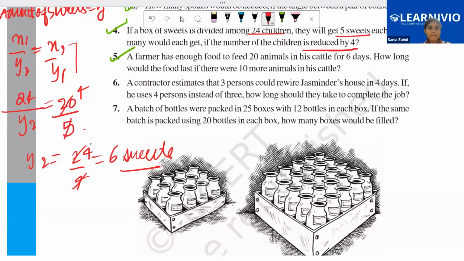Okay, ma'am. So the number of animals is considered as X, and the number of days can be considered as Y. The formula for inverse proportion is X1 by Y2 equals X2 by Y1. X1 is 20, and Y2 we have to find, equals 30 by 6. So 20 into 6 by 30 equals 4 days.